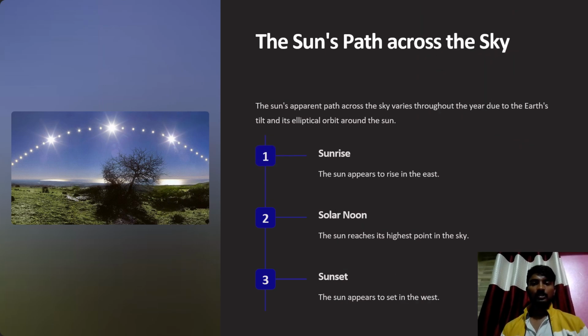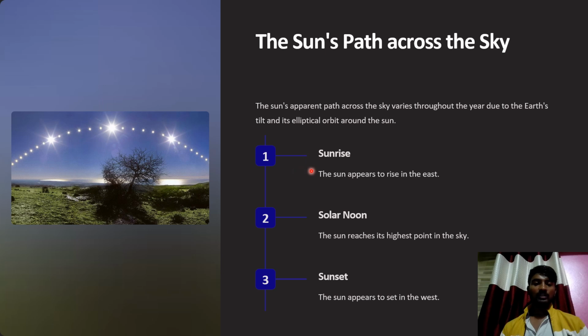The sun's path across the sky. There is a picture shown in the figure. The sun's apparent path across the sky varies throughout the year due to the Earth's tilt and its elliptical orbit around the sun.